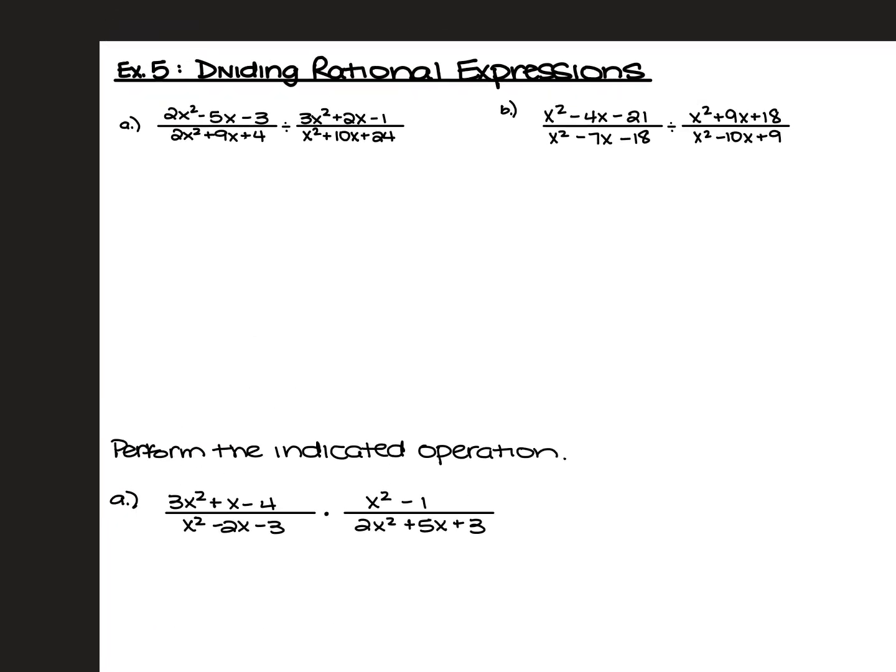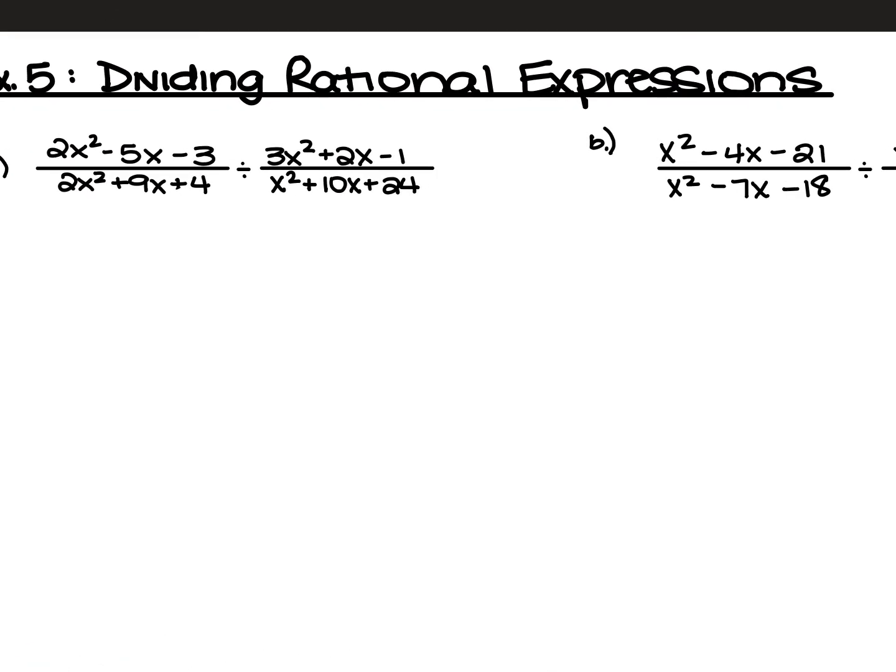The next part that we're going to look at is dividing these rational expressions. When you divide, you're going to do the same thing to start that you did when you were multiplying. You are going to factor every part within the fraction. Then you will keep change flip, simplify, and multiply.